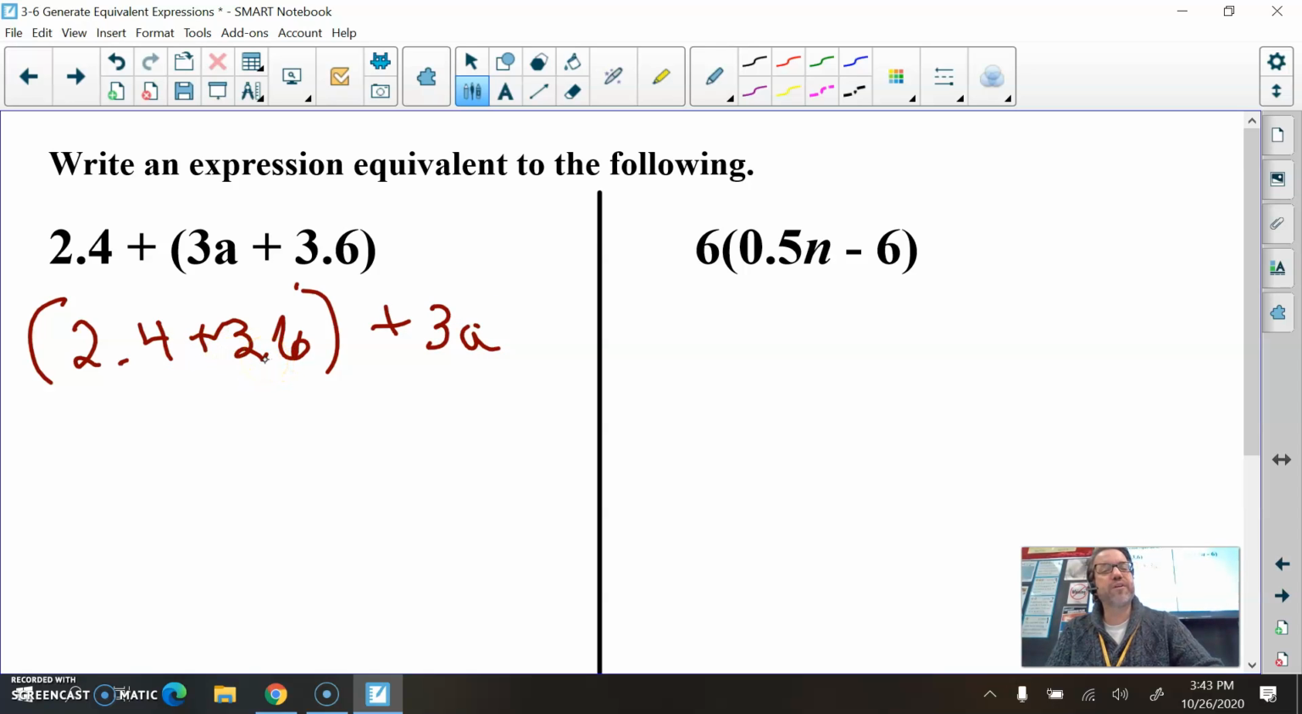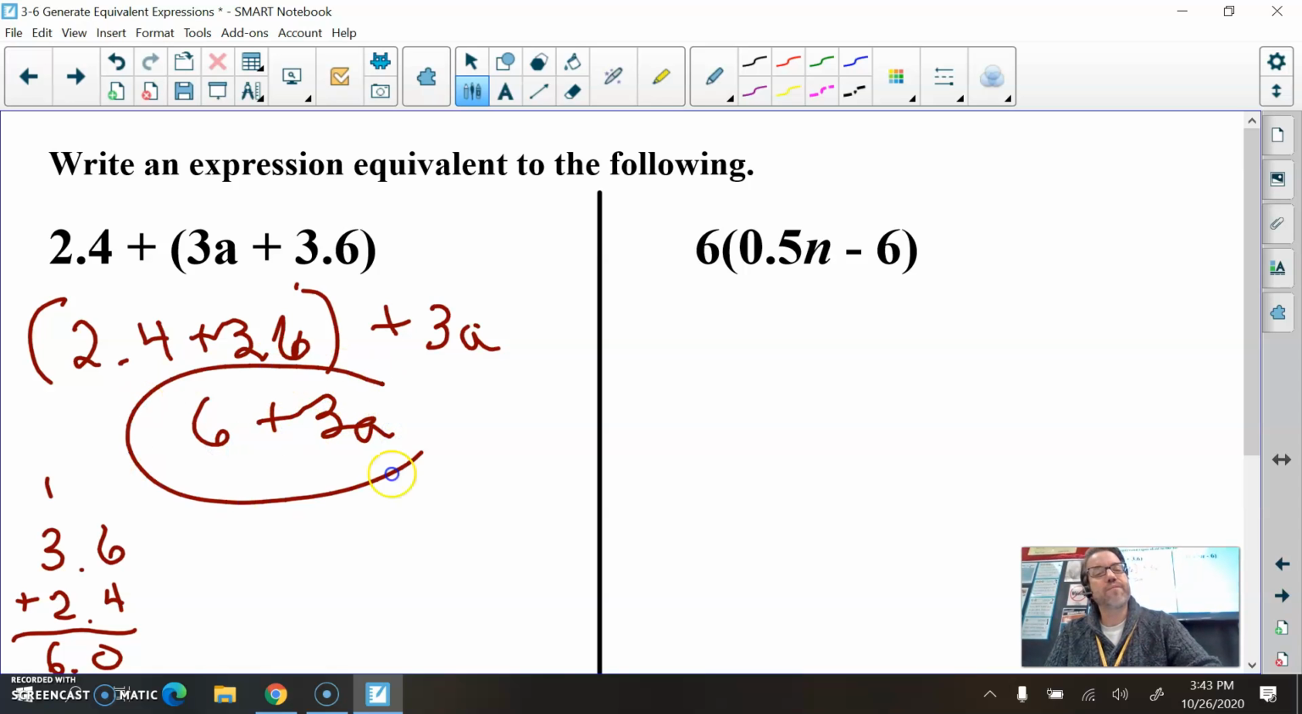They're both regular numerical values. 3.6, add 2.4. 6 and 4 is 10, carry the 1. Here we get 6.0 or just 6. So I have 6 plus 3a. That's equivalent to this up here.